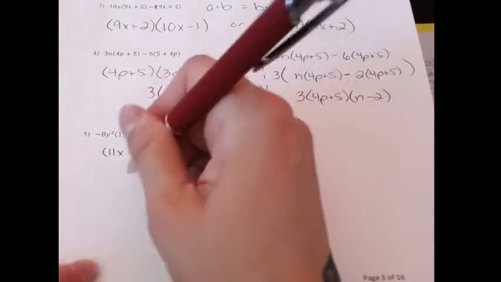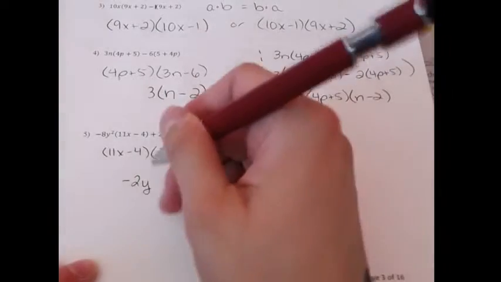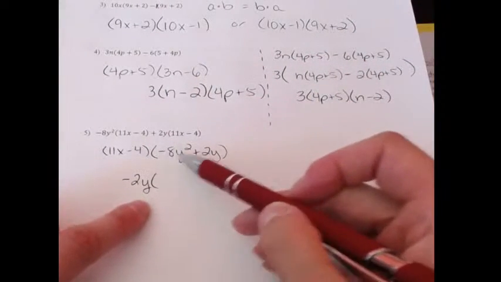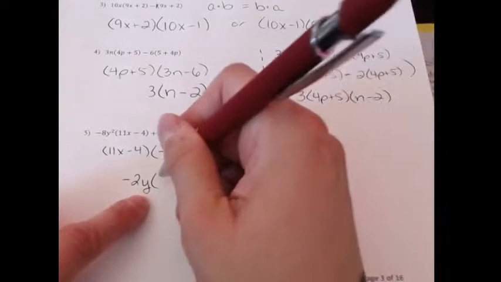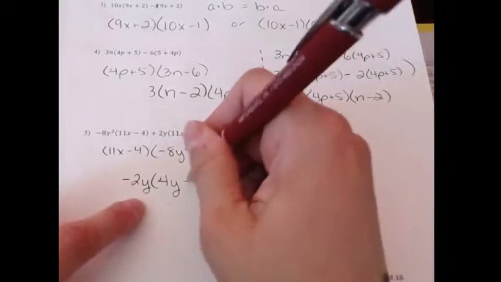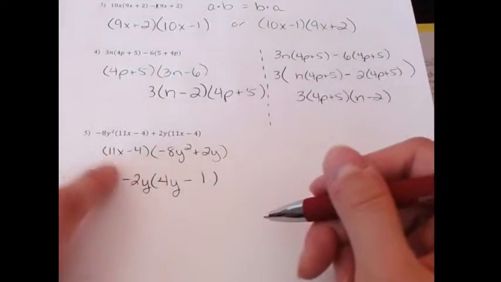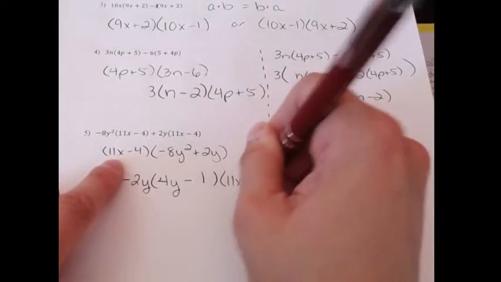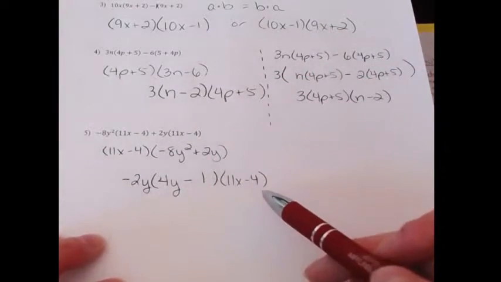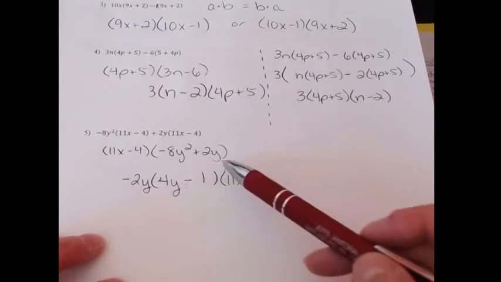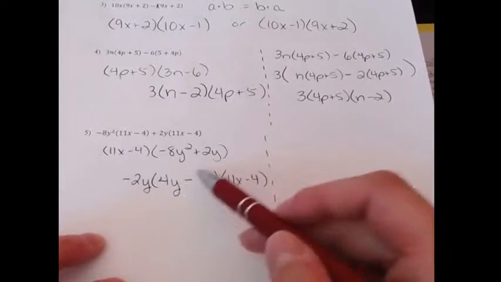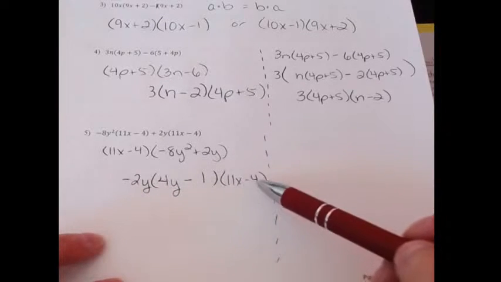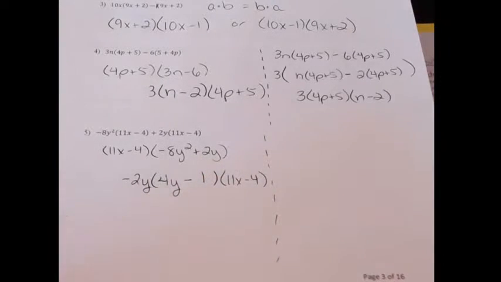So out of this side, I'm going to factor out a negative 2y. If I factor a negative 2y out of each of these terms, I'm going to have a positive 4y. That's my first term. And then I'm going to have a negative 1. And of course, I'm going to bring down the 11x minus 4, and that would be my final solution. So negative 2y times 4y minus 1 times 11x minus 4. If you have the order switched, meaning you have negative 2y times 11x minus 4 times 4y minus 1, again, that's the same thing. So we all have the exact same answer, and I love it.